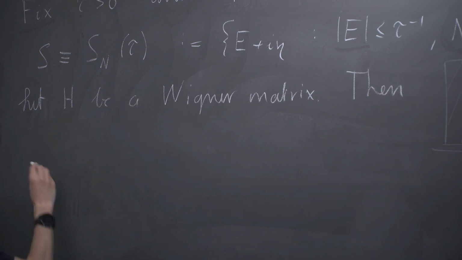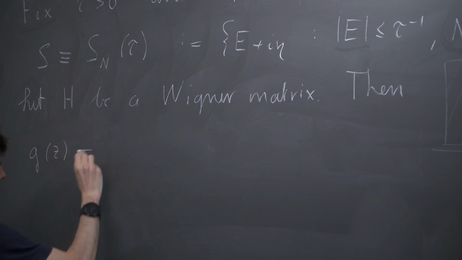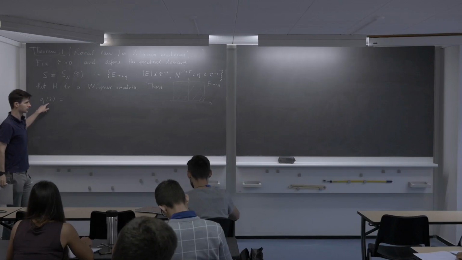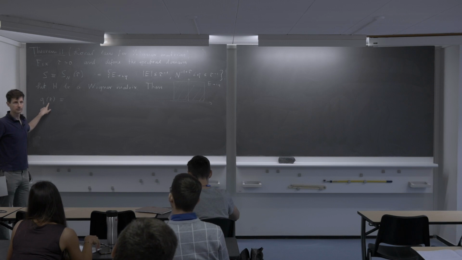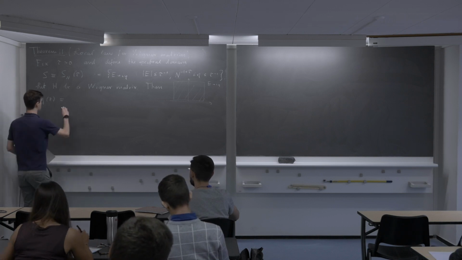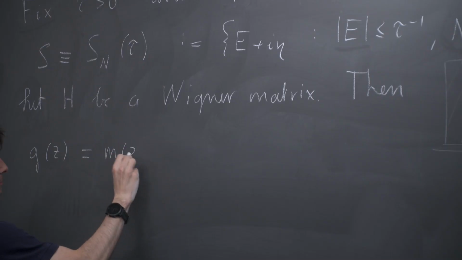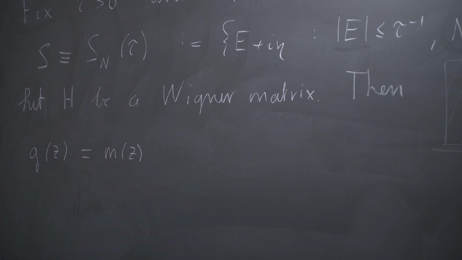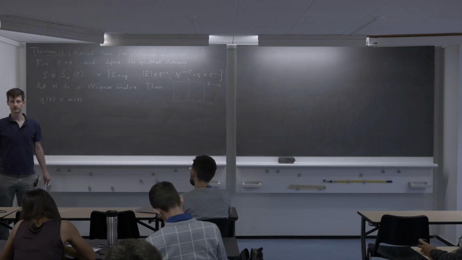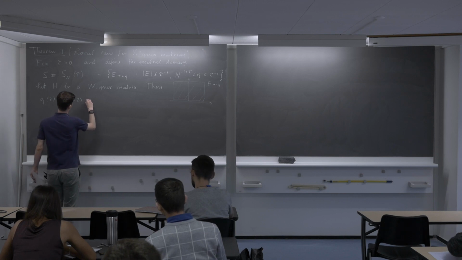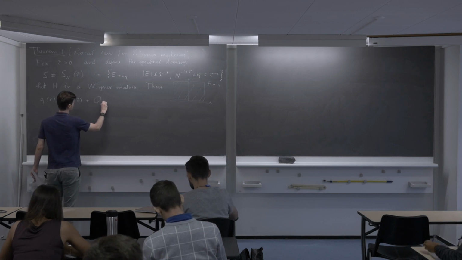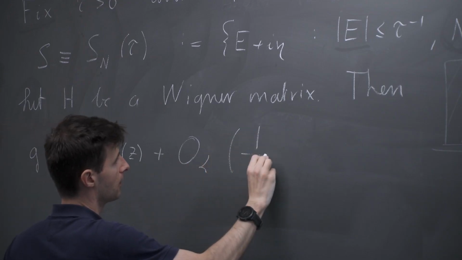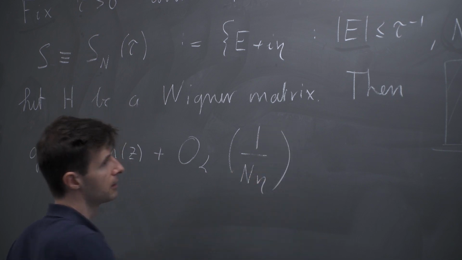So the claim is the following. If you recall, we have the Stieltjes transform of mu, so the eigenvalue density. And the claim is that this thing is going to be close to this simple deterministic Stieltjes transform M of the semicircle law, plus an error term. And this error term can be written very conveniently in the following way.